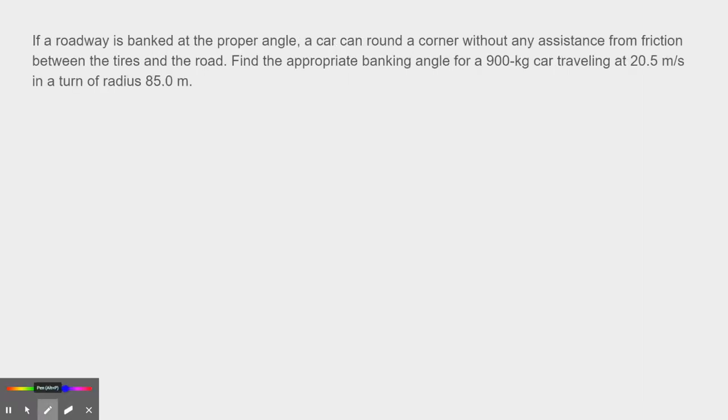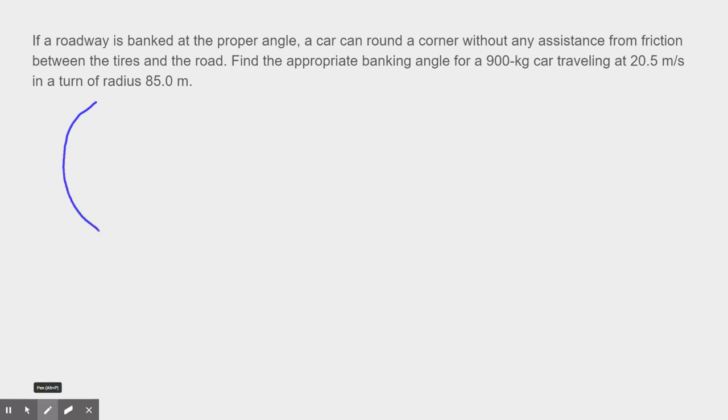And now we're going to look at a completely different type of problem. We're going to look at a roadway which is banked at an angle so that a car can go around it and not skid off the roadway. We want to find the angle for a car that's traveling at 20.5 meters per second, where there's a turn radius of 85 meters. So let's kind of sketch that out.